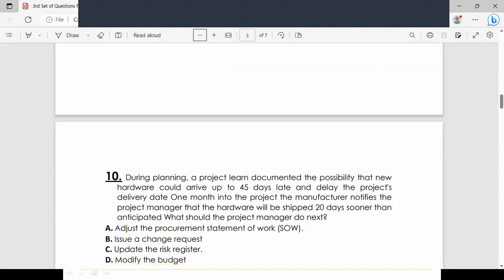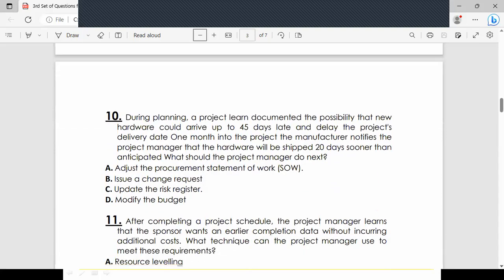Last for the day, already time is there. We can discuss the next one. Last for the day, 10th one.